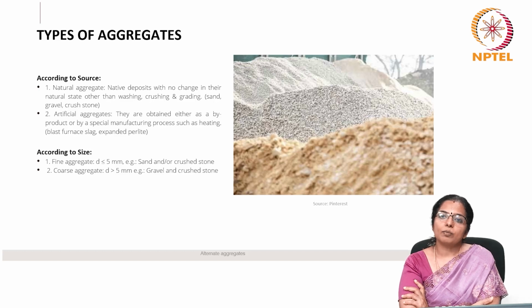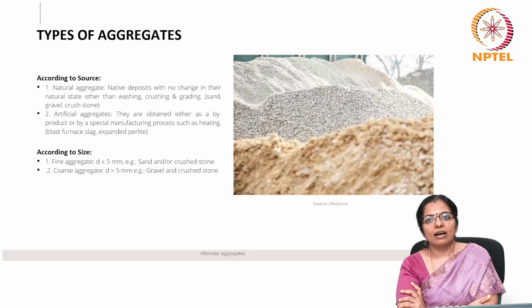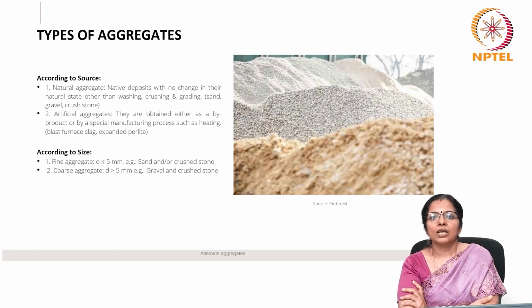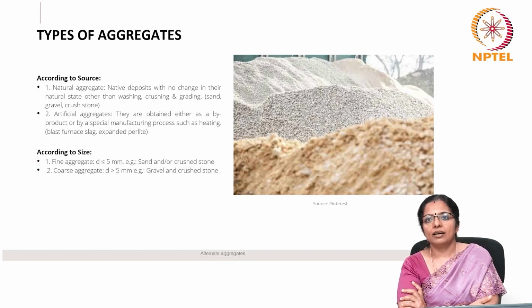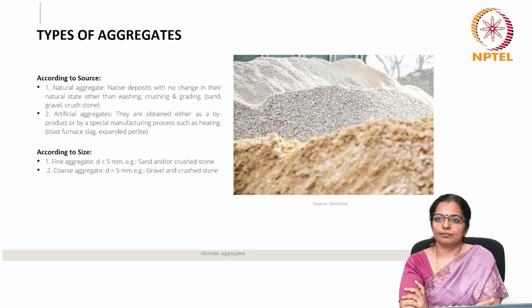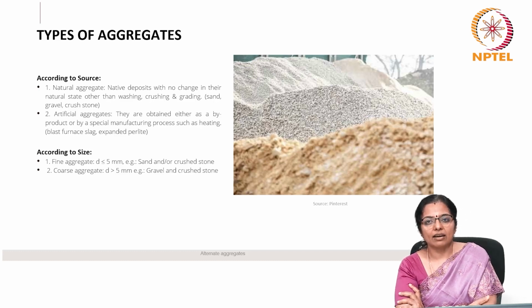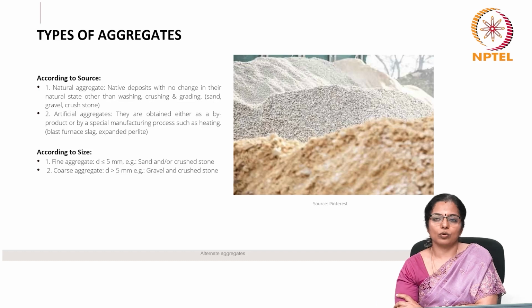Aggregates can also be classified based on their sizes. You could have fine aggregates which have a diameter of less than or equal to 5 mm, for example, sand and crushed stone. We could also have coarse aggregate which has a diameter of more than 5 millimeters, for example, gravel and crushed stone.